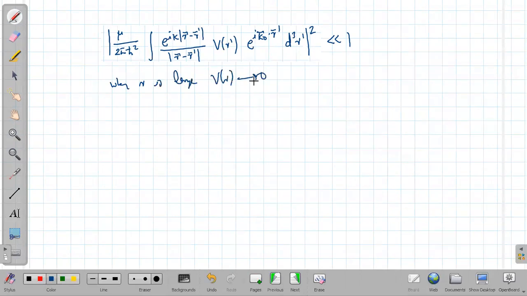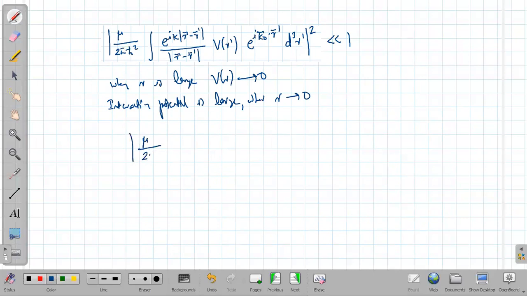the interaction potential will tend to 0. So the potential would be maximum when r is very small. So the interaction potential is large when r tends to 0. So this we can put here. When r tends to 0, this integral becomes mu upon 2 pi h cut square, integral e raised to i k r prime, so minus i k r prime, divided by r prime.